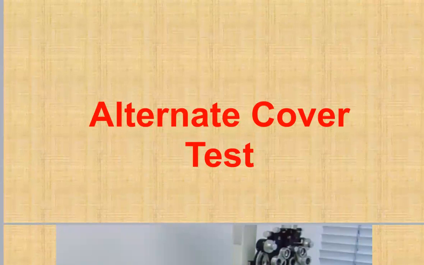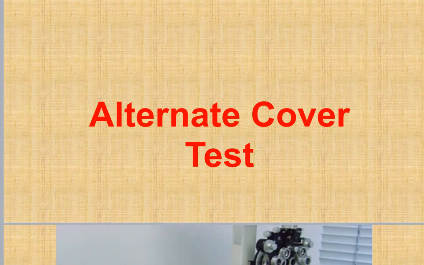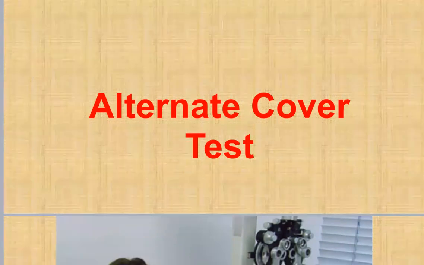Phoria means that you have a tendency to squint. It is not manifest strabismus. It is true strabismus actually, but it is not manifest. It is latent. Okay, so it is important in diagnosing latent strabismus.